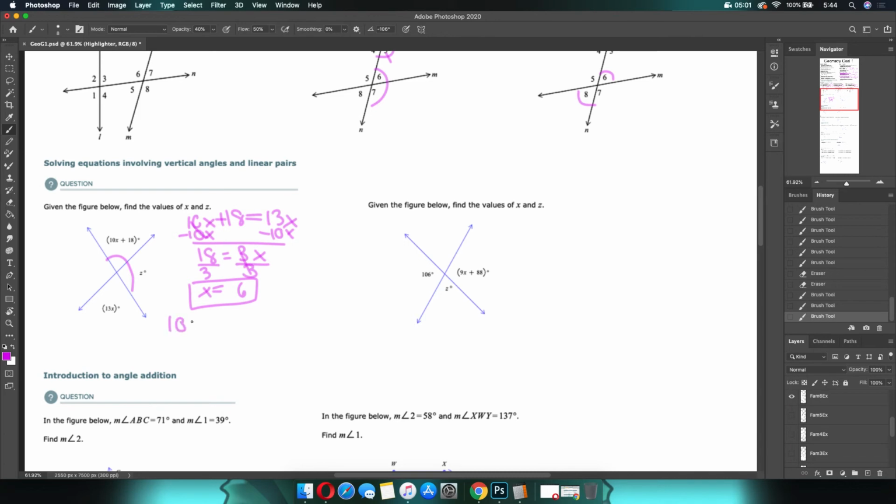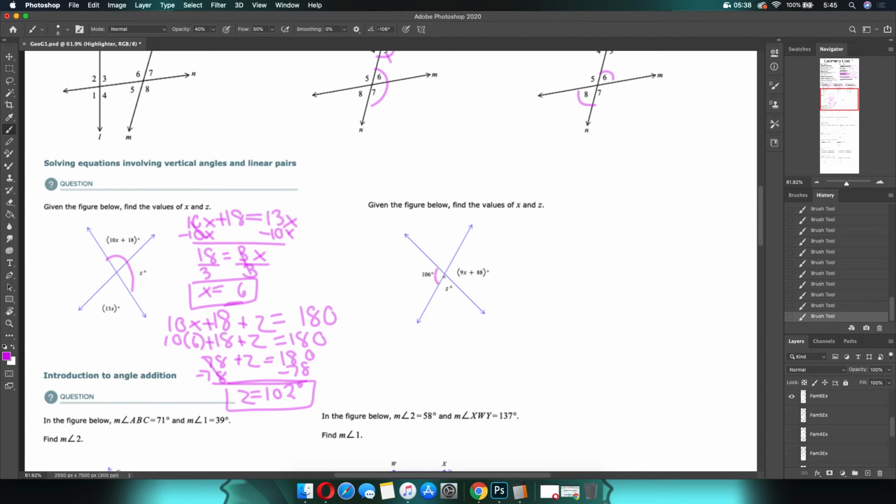So 10x plus 18 plus z equals that magic 180 degrees. Well, we just went through the effort of figuring out what x is. So what's 10 times 6 plus 18 plus z equals 180? And I realized I didn't give myself enough space. 10 times 6 is 60. 60 plus 18 is 78 plus z equals 180. So minus 78, minus 78, z equals 102 degrees. Okay, that's actually not too bad.